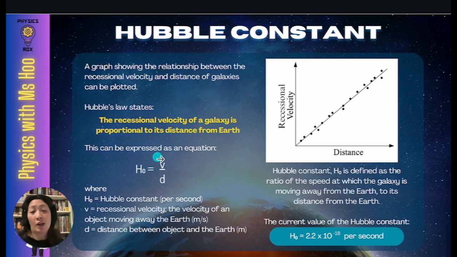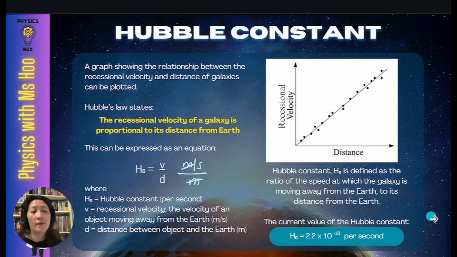This can be expressed as an equation of H0 equals v over d, where H0 is the Hubble constant, v is the recessional velocity, which is the velocity of an object moving away from Earth, and d is the distance between object and the Earth. Because recessional velocity has a unit of meters per second, and distance has a unit of meters, so when you cut off the unit of meters, you're left with the unit per second, which is why Hubble constant is expressed in the unit per second. Hubble constant is defined as the ratio of the speed at which the galaxy is moving away from the Earth to its distance from the Earth. And this constant, as you can see, is just based on the equation.